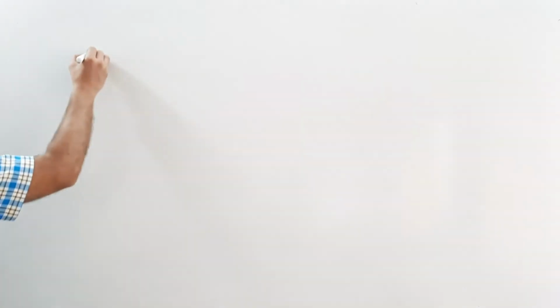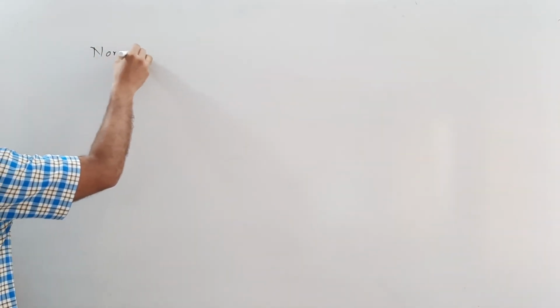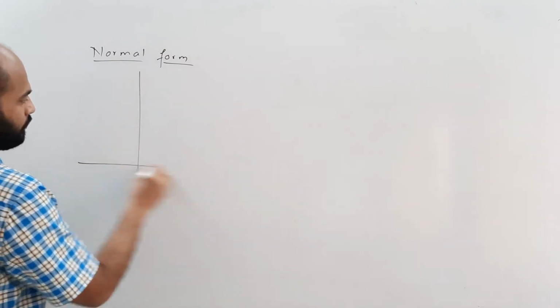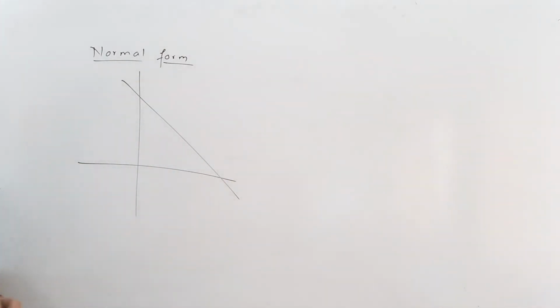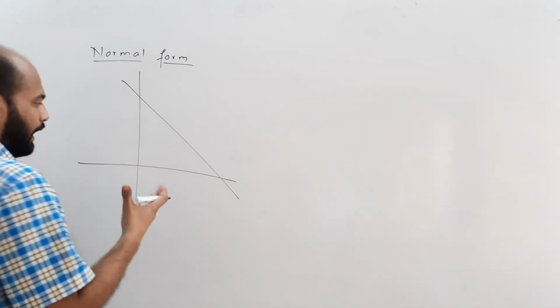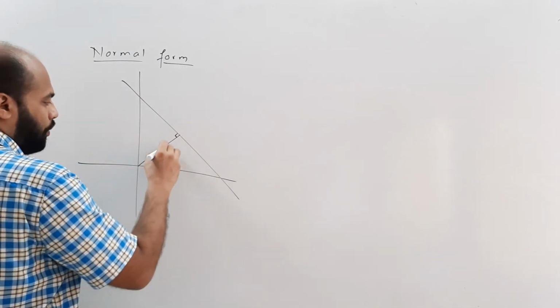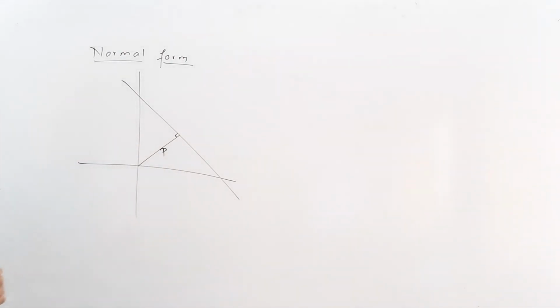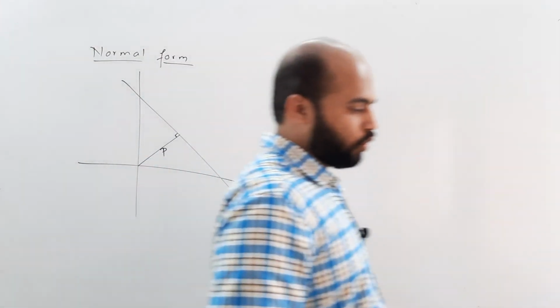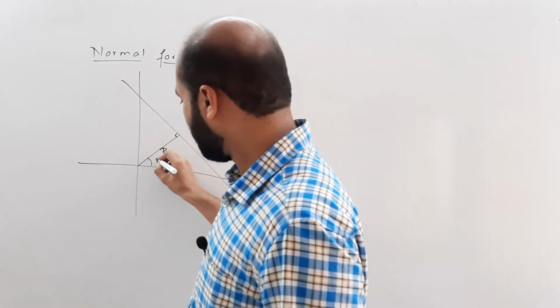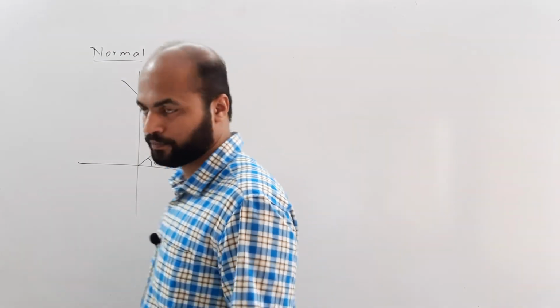Now after this we'll come to the last form of equation of line, that is normal form. Let's understand what this normal form is. Let's say this is the line, and this is the perpendicular distance that is given to us, that is p. One more input that we know is that this line makes an angle of alpha over here.